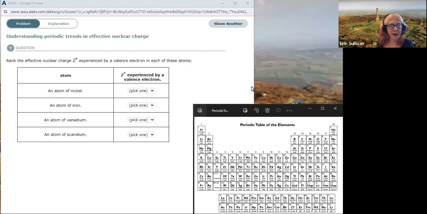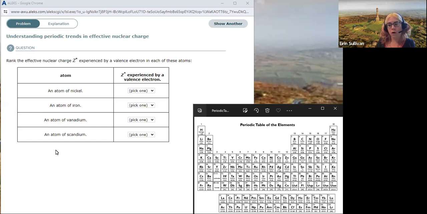So to understand the periodic trends in effective nuclear charge, you've got to understand that there's a difference between core electrons, which are not involved in bonding, and the valence electrons, which are the electrons that are lost when you form a cation or gained when you form an anion. The core electrons are situated in between the nucleus, where all the positive charges are, and the valence electrons, which are negatively charged.